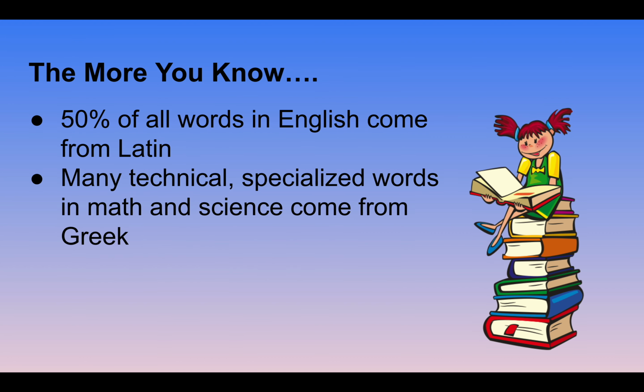English has absorbed other languages. So many roots and affixes come from other languages. 50% of all words in English come from Latin, and many technical specialized words in math and science come from Greek. Knowing this is another way for children to understand that English isn't crazy. There are reasons for why words are spelled the way they are, and children can discover this through learning the meaning of root words and affixes.